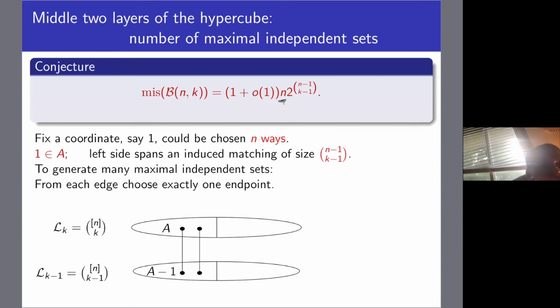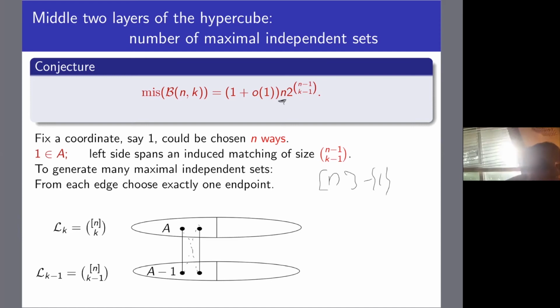Then given this direction, I can find an induced matching of size n minus 1 choose k minus 1. So how to get this? I look at n minus 1, this has size n minus 1, and I choose the rest of the k minus 1 elements, and this is an induced matching. By induced matching, I mean that I don't have an edge between matching edges here.